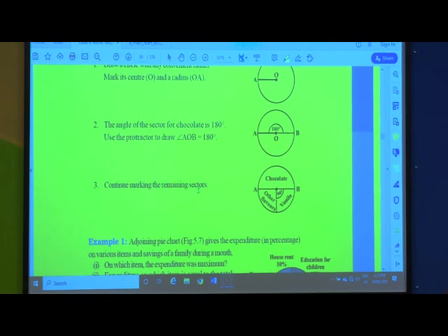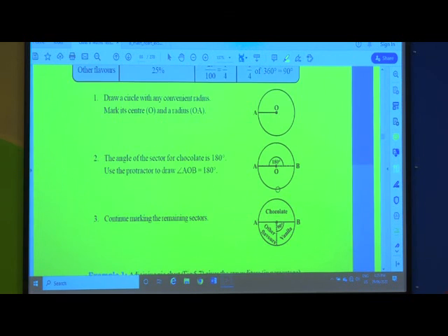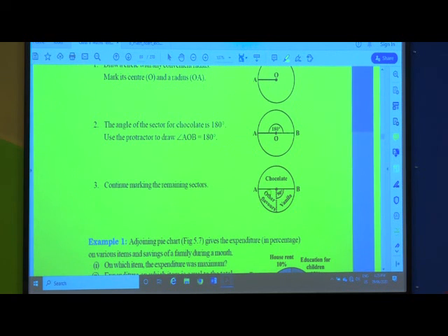Proceeding further, continue the marking of the remaining sectors. Means what? How to mark the remaining sectors? Simple thing. Keep the protractor here on AB. I want 90 degrees, that is half. You have seen here, the remaining vanilla flavor is taking 90 degrees and the other flavors are occupying 90 degrees. So, keeping the protractor here in the center, I am getting 90 degrees. This is the dotted line that you can see, which is separating vanilla flavor and other flavors.